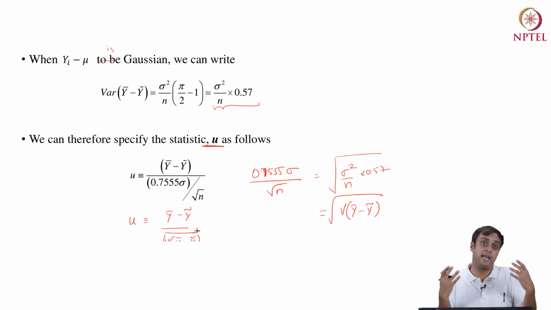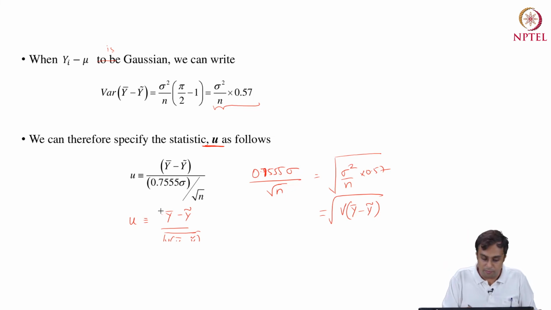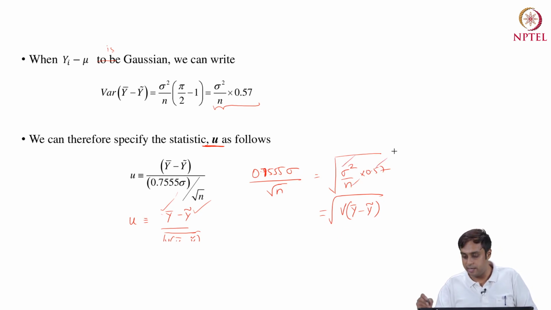We have a data set, we have the mean from the data, you have the median from the data, you can calculate the variance from the data, right? Variance of yi minus y bar, because you have sigma squared can come from the data, n is just the size of the data set, and 0.57 is just a constant. So u is indeed going to be a number that you are going to be able to back out from the data.